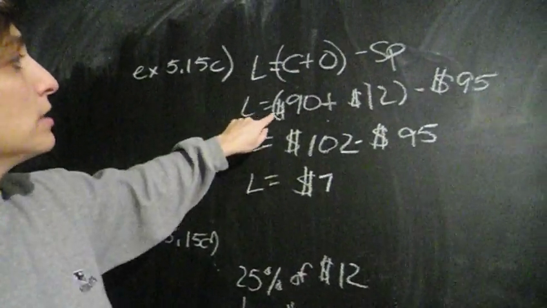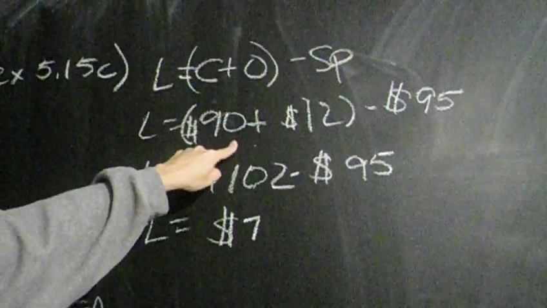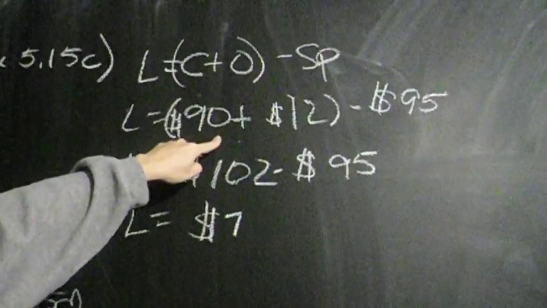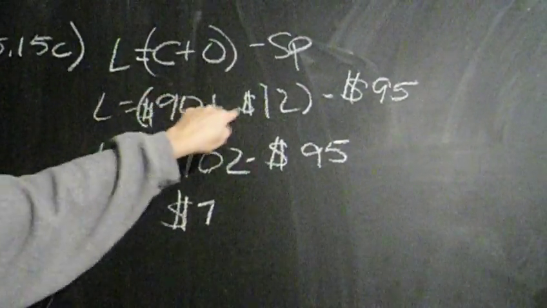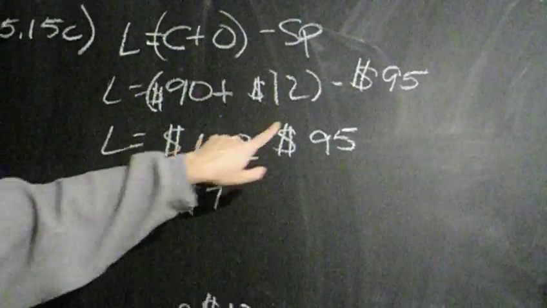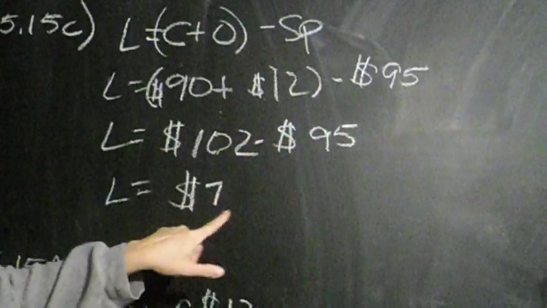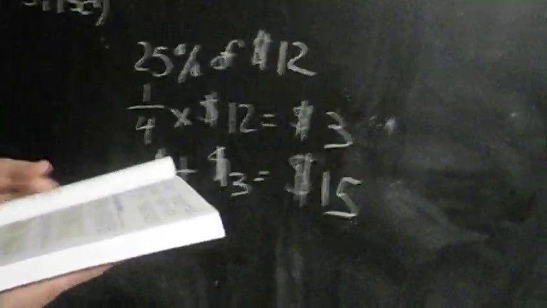So here's the loss. We've got the $90 that she paid for the chair, and she sold it for $95, but she spent $12 on repairs. So 90 plus 12 is what she spent, which is $102. And then she got $95 for it. So her loss was $7. That wasn't a good business deal for her.